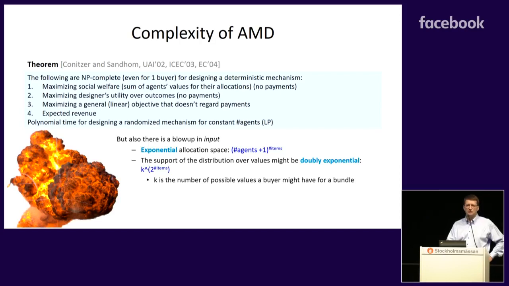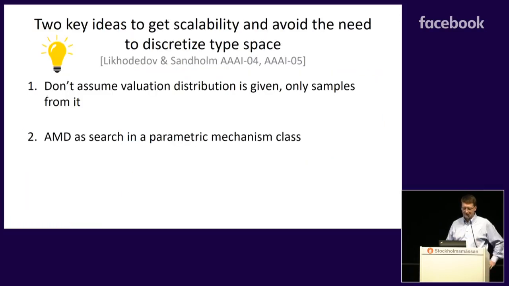Okay. So how do we get around these computational difficulties and input largeness difficulties? And notice it's not just a computational question of, hey, I can't take the input. This input can't be sitting around anywhere because nobody can have enough representation space to store it and not enough experience to gather it, etc. All right, so Anton Likhodedov, who was my student back then, and I came up with two ideas to try to cut down on this complexity. One is trying to get scalability, and the other is trying to avoid the need to discretize the type space.